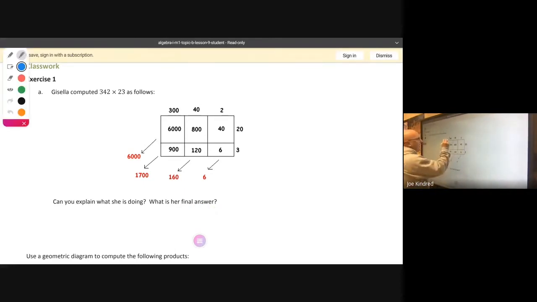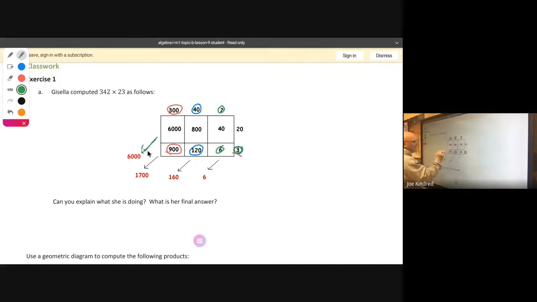They're really just saying that to get this 6,000, they're multiplying 20 times 300. And to get the 800, they're multiplying the 20 times the 40. And to get the 40, 20 times the 2. And the same thing is being done here for the second row. So 3 times 300 is the 900. 3 times the 40 is the 120. And then 3 times the 2 is the 6.